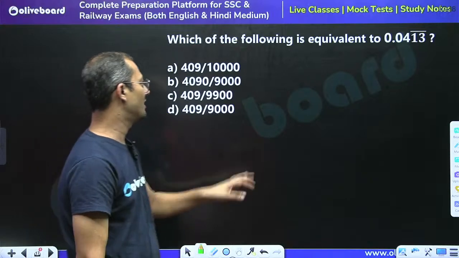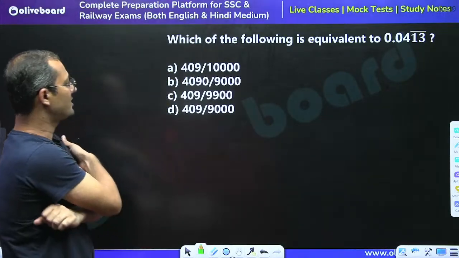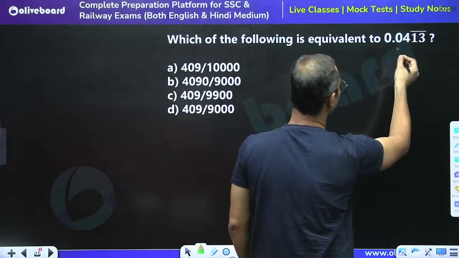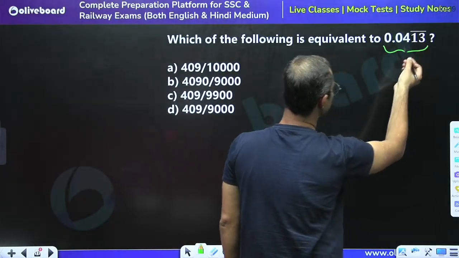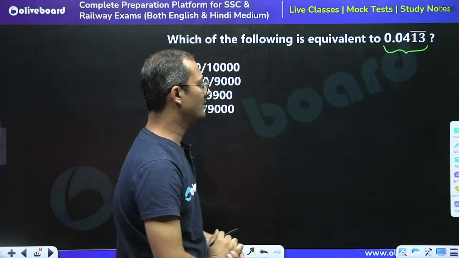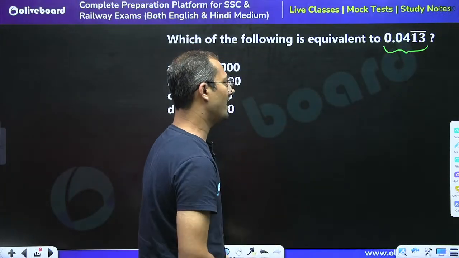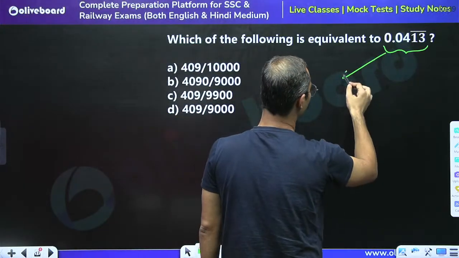Now tell me what is the answer of this question only. Which of the following is equivalent to 0.0413 with a bar over the last two digits, right? If we have to convert it directly, what is the direct approach?